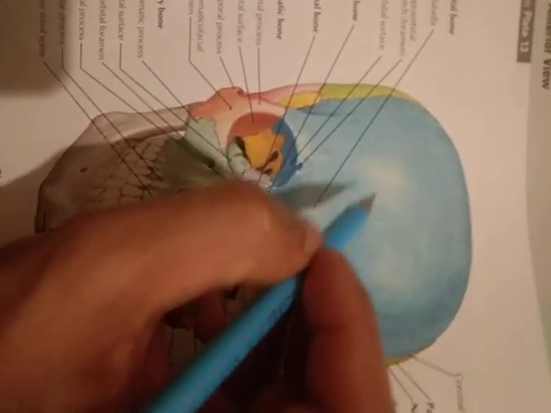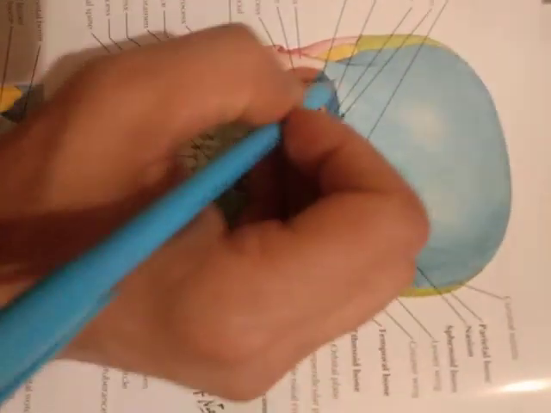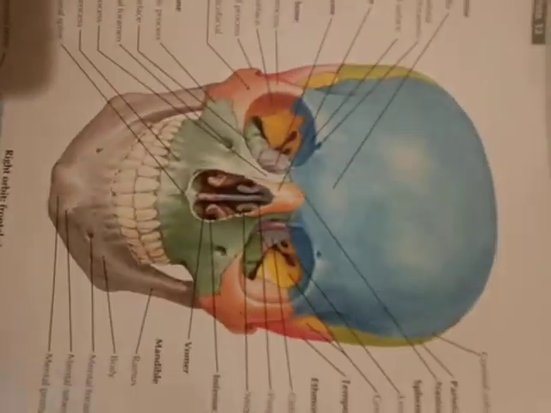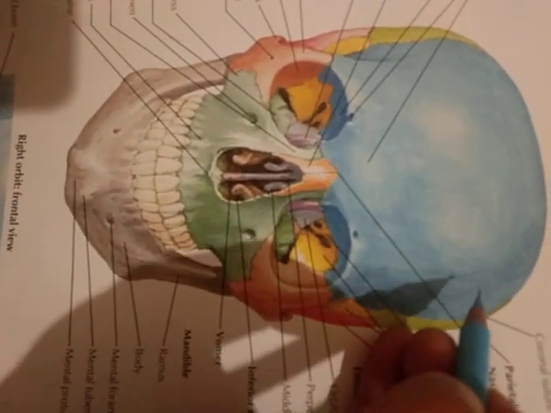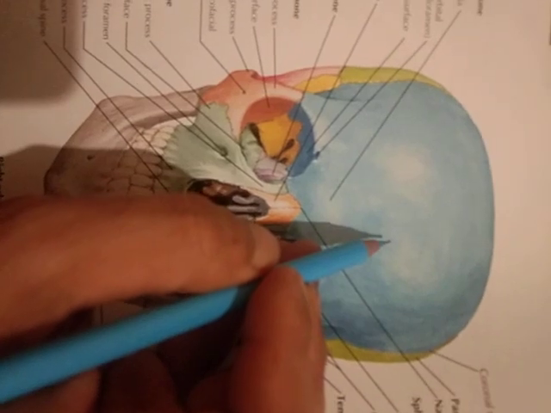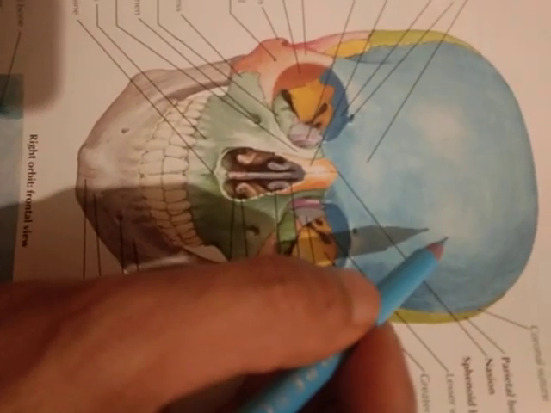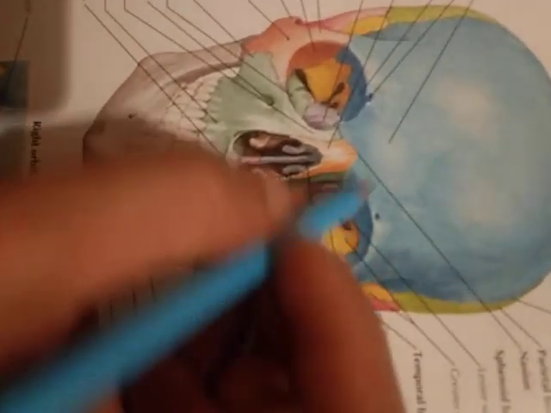This flat bone, the frontal bone, is 1 in number, meaning unpaired, while the paired bones are the parietal bone and temporal bone, while the unpaired bones are the frontal bone, occipital bone, ethmoid bone, and sphenoid bone.